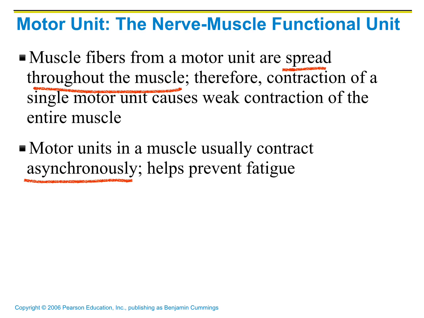Now, motor units in a muscle usually contract asynchronously to help prevent fatigue. So what happens is we'll contract one motor unit, then another, then another, then another. And so we're able to continue muscle contraction without keeping that motor unit activated so that it delays fatigue.